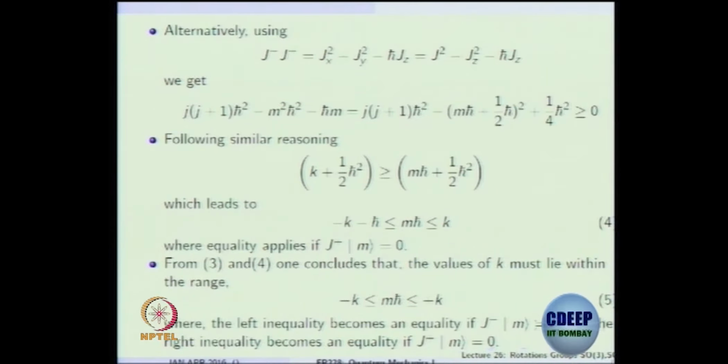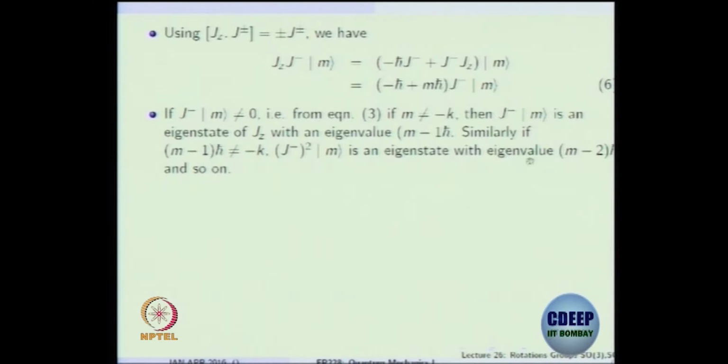So this is a systematic exercise where we know that J minus on minus k is 0 and J plus on plus k is 0, and we get the range of magnetic quantum number going from minus k to plus k. And then we have to do the ladder operation. This is what I was telling you in the last lecture. You can go and do it with the angular momentum algebra itself. That is what I am reproducing for you here.